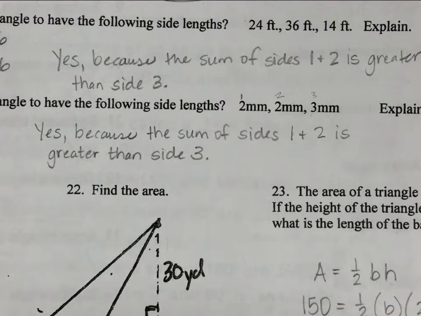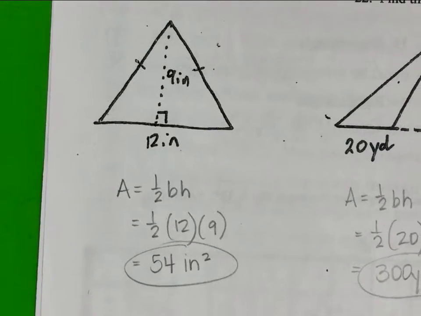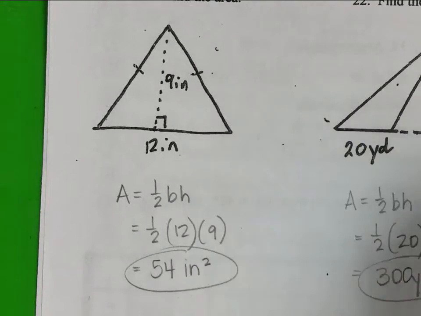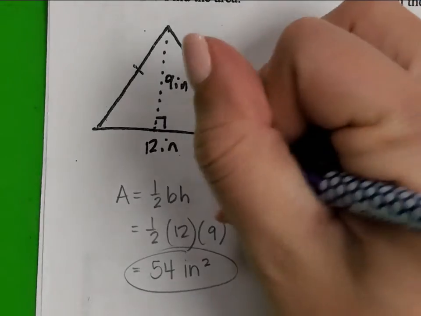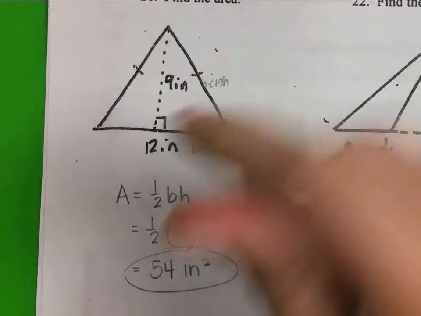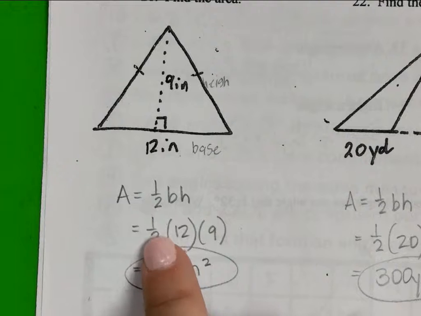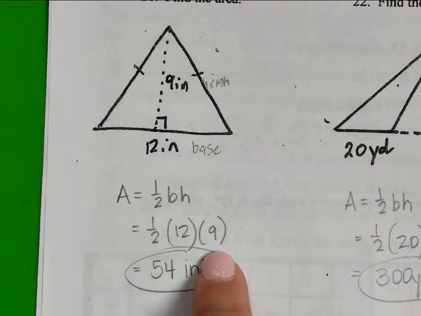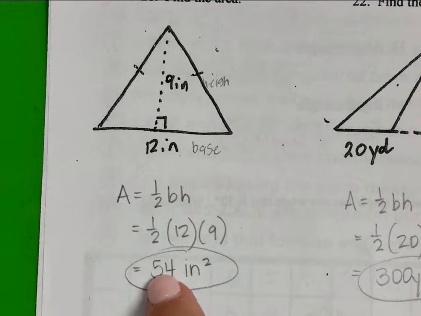All right, 21 through 23, you're finding the area of a triangle. So somebody remind me what the formula for the area of a triangle is. Harper. Good. Area equals 1/2 times base times height. So if you are given a triangle that looks like this, which one is my base? 12. Which one is the height? 9. Okay. So you have 1/2 base times height, so 1/2 times 12 times 9. And once you multiply all those together, you get 54.